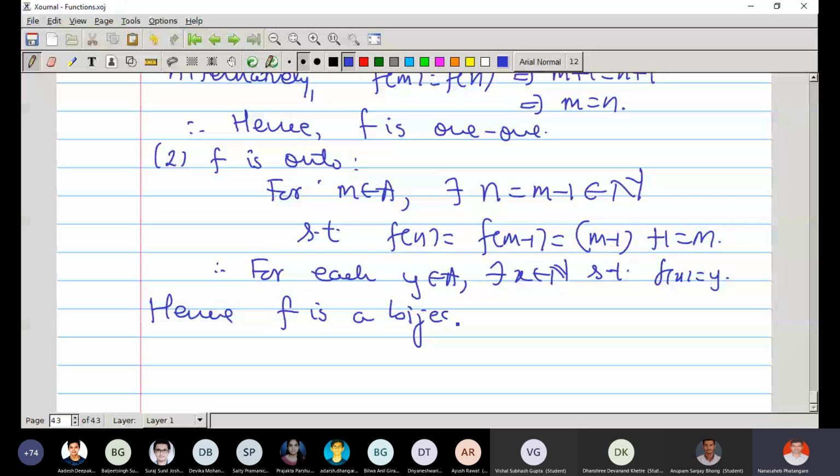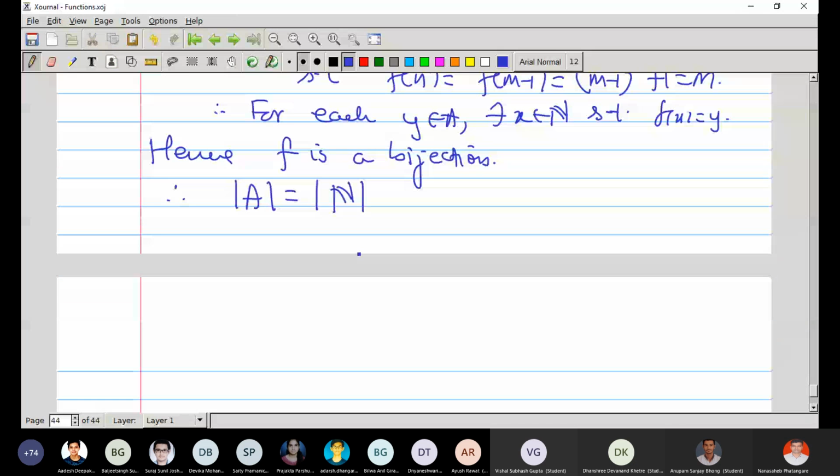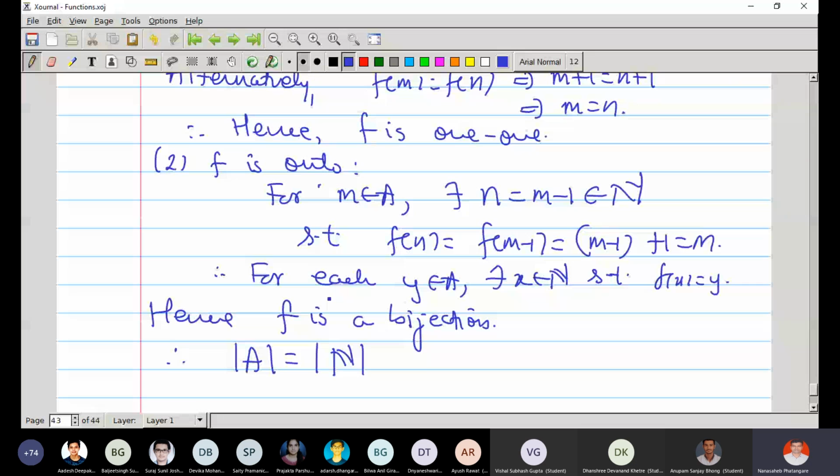Because f is 1-1 and onto, f is a bijective function. Therefore can I declare that the number of elements in A is the same as the number of elements in N? Because what is my basic definition of equal cardinality? If there is a bijection. Do you understand? Is it clear? Yes, because there is a bijection between set A and N, they have the same number of elements.